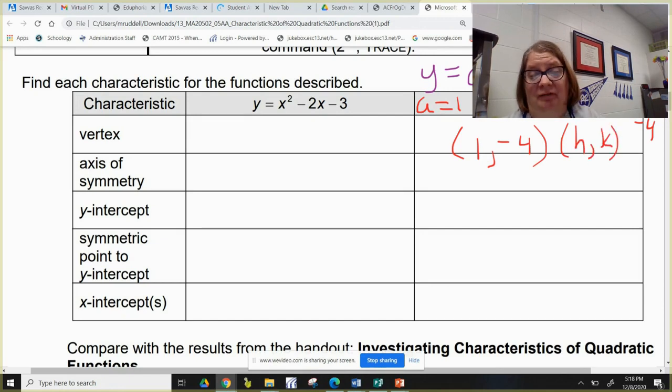The axis, that's why they call it vertex form, because it's really easy to find the vertex when it's in that form. The axis of symmetry is going to be X equals H. What's our H? Our H is 1.